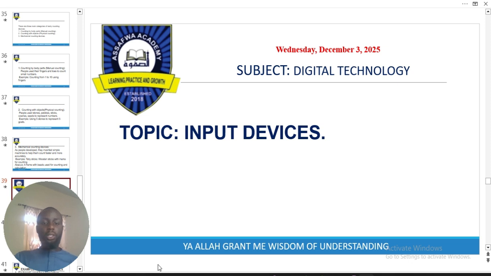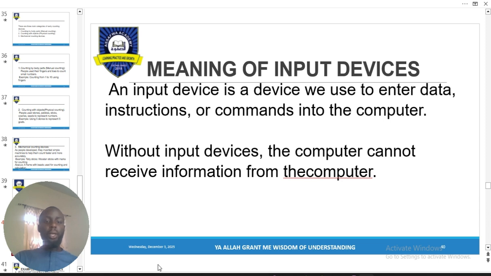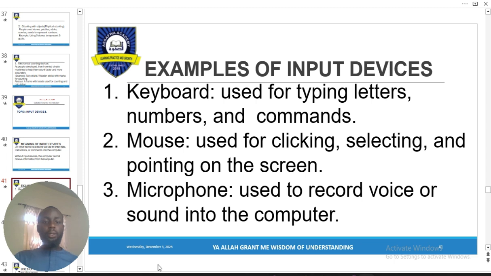Going to the next topic, which is the input devices. An input device is a device used to enter data, instructions, or commands into the computer. Without input devices, the computer cannot receive information from the user. So, examples of input devices. The first one we have is the keyboard, which is used for typing letters, numbers, and commands.